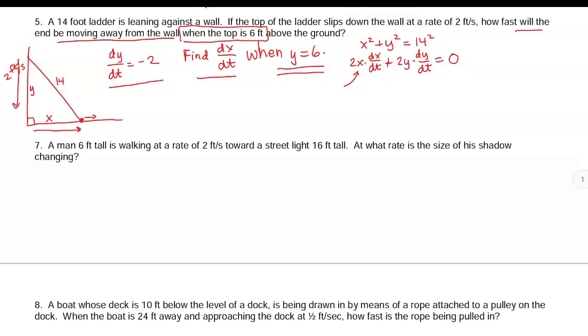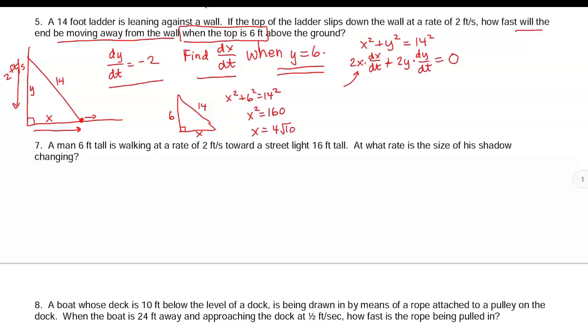So we're going to go back to the original picture. The original picture has 14 on the hypotenuse. In the snapshot moment, y is 6. So then we need to find out what x is at that time, and we can use Pythagorean theorem for that snapshot to figure it out. So x squared plus 6 squared equals 14 squared. That means x squared equals 160. So x is 4 root 10.